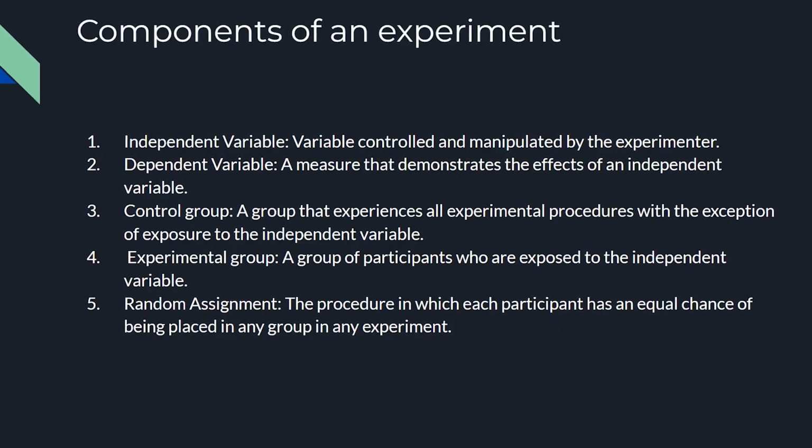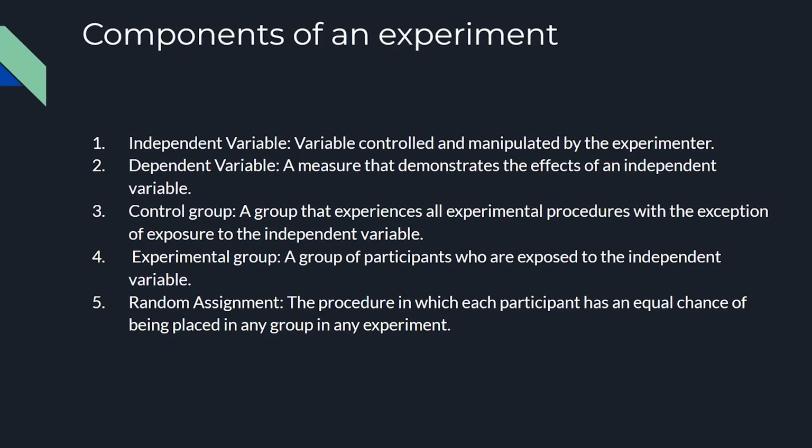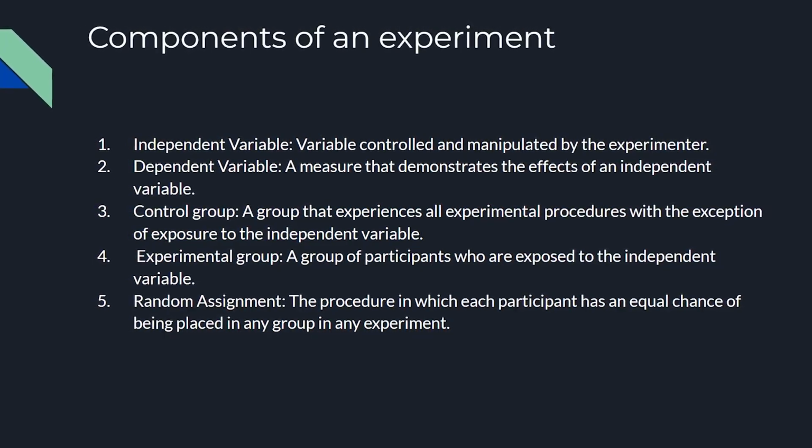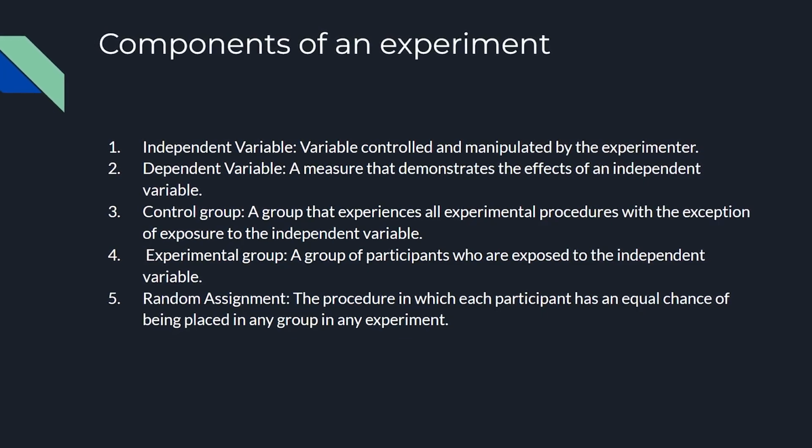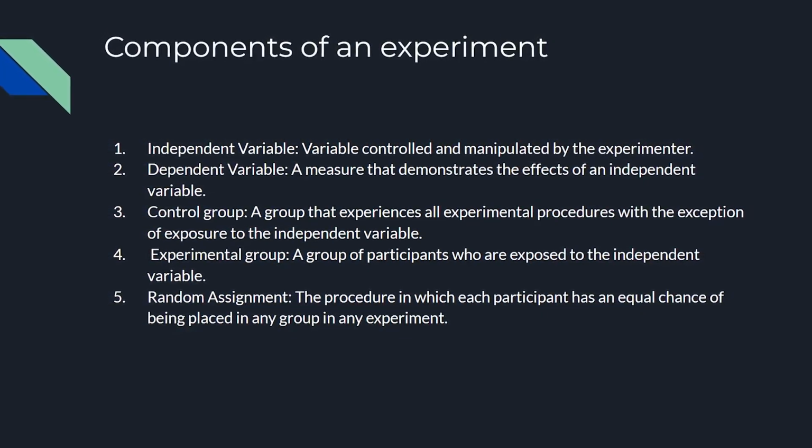Next, for number 2, we have the dependent variable, which is a measure that demonstrates the effects of an independent variable. Number 3, control group, a group that experiences all the experimental procedures with the exception of exposure to the independent variable. For number 4, we have the experimental group, a group of participants who are exposed to the independent variable.